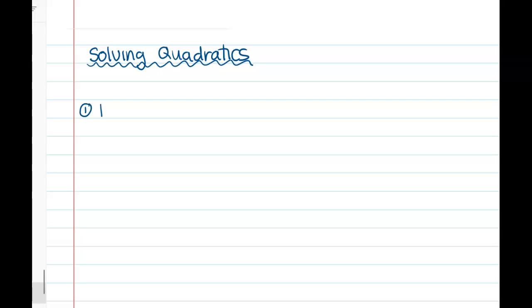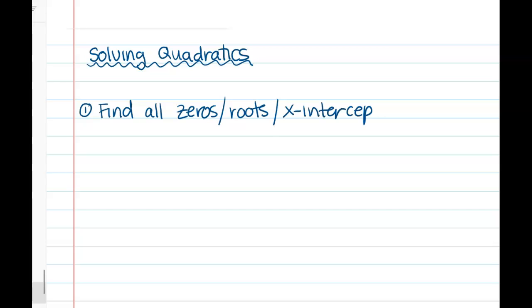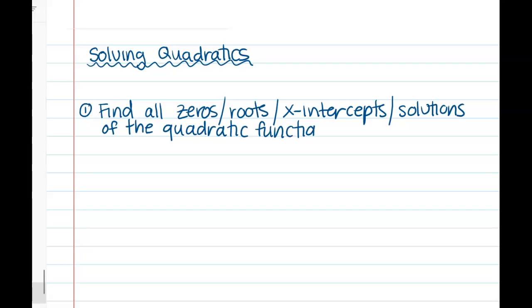So first of all, sometimes you're asked to find all zeros, or they could be called roots, or they could be called x-intercepts, or they could be called solutions. Any one of these words means the same thing. So find all zeros, etc. of the quadratic function. And to do this, you would just do the quadratic formula.